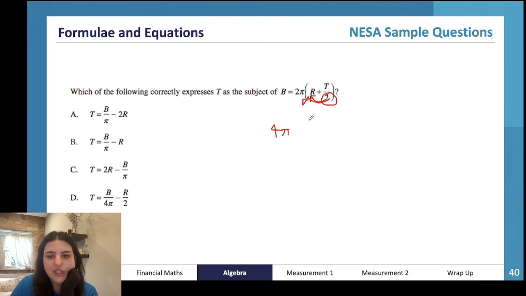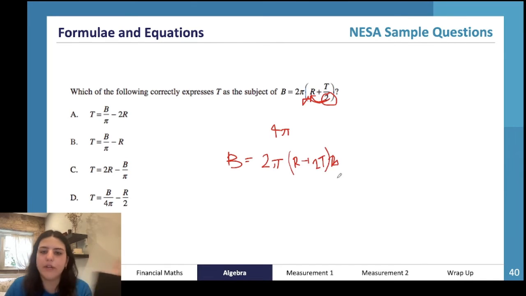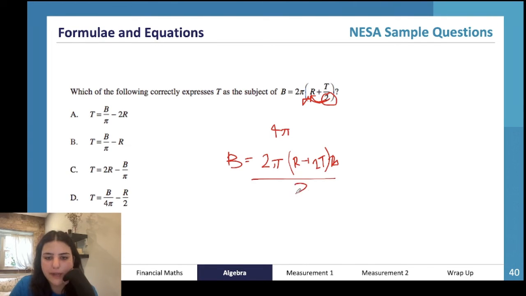Another way that we could potentially start is just by going b equals 2 pi, and then in brackets r plus 2t... t over 2, sorry. No, we would do 2t. And that just kind of helps get rid of your fraction, right? But then we have 2 pi over everything. So what we can do is, if we want to move our t over, we have to divide all of this by 2.